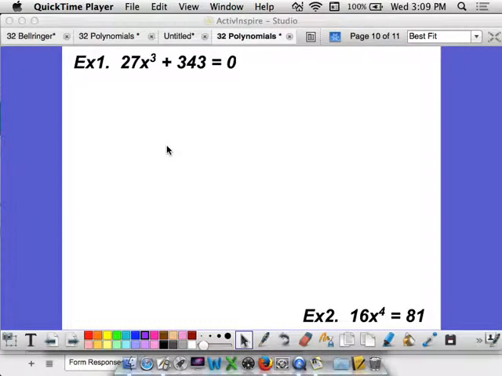Okay, I have a few examples that are a little different. They're similar to the back of the worksheet, but I wanted to give you some extra examples. So here we have on number 1, 27x cubed plus 343 equals 0. And what we're going to do is solve each of these equations.